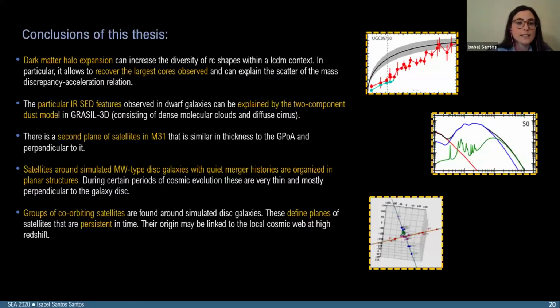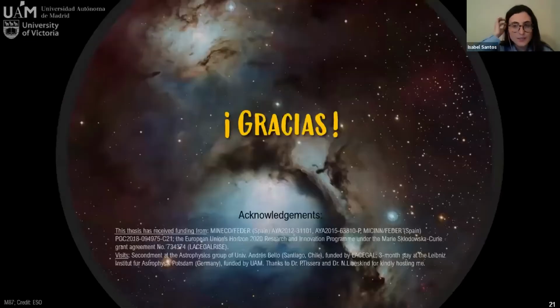We find that satellites around simulated disk galaxies are organized in planar structures. And finally, that we are able to identify groups of co-orbiting satellites that define persistent planes of satellites in time and are mostly orbiting perpendicular to the central disk galaxy, as is the case of the plane of satellites in the Milky Way. And that is all.